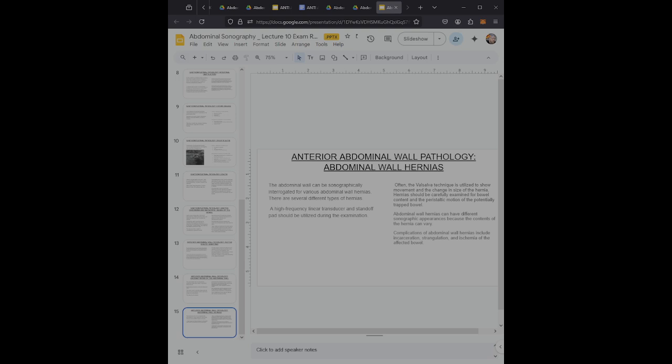A linea alba hernia is where bowel protrudes through the fascia of the linea alba in the midline of the abdomen. We have umbilical hernias where the bowel protrudes into the umbilicus. We can have spigelian hernias where bowel protrudes into a weakened area in the lower one-fourth of the rectus muscle.